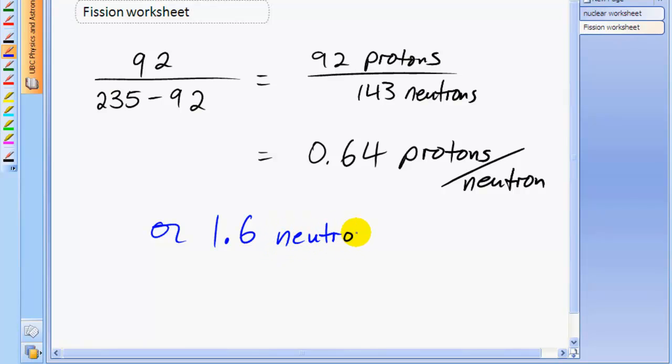I prefer to think of it in this way, actually. So this says for every proton that you have in a uranium nucleus, there needs to be 1.6 neutrons there to glue it together. Neutrons are, you can think of as a nuclear glue. Through the strong nuclear force, they counteract this electrostatic repulsion between the many protons that are there.